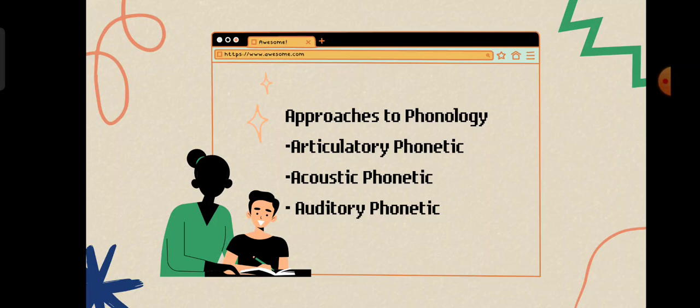And lastly, we have auditory phonetics. It is the study of how speech sounds are perceived and interpreted by the various organs of the human body like the ear, auditory nerves, and brain. We will focus on articulatory phonetics here. The other two areas are learned by physicists, neurologists, speech therapists, and other specialists.